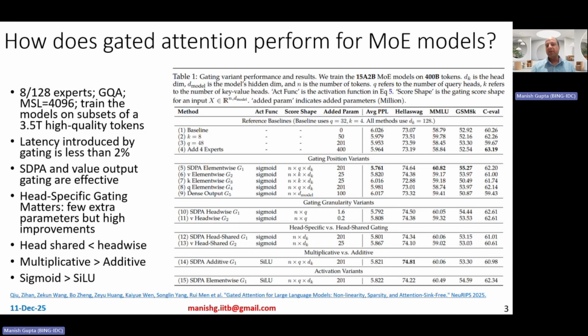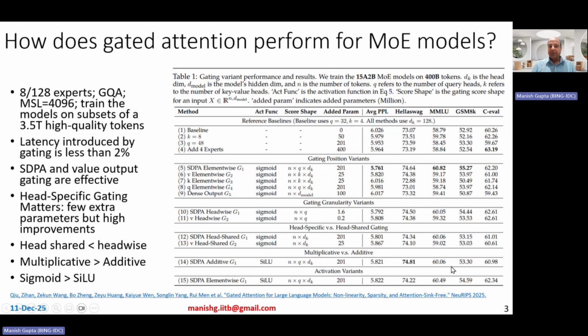Now, how does gated attention perform in more detail for mixture of experts models? They performed experiments with 15 billion parameter mixture of experts models with 128 experts, of which 8 experts are active for any token, which basically means that at any point in time, 2.54 billion parameters are active. They trained these models on 400 billion tokens, which are subsets of a larger 3.5 trillion high-quality token dataset. They trained for a 4096 max sequence length. And they used GQA, grouped query attention, which basically means that multiple groups of attention heads share the same key and values.